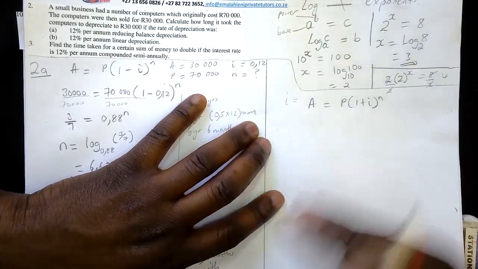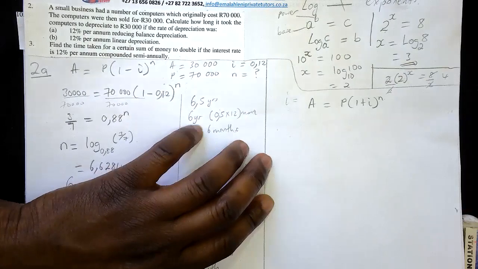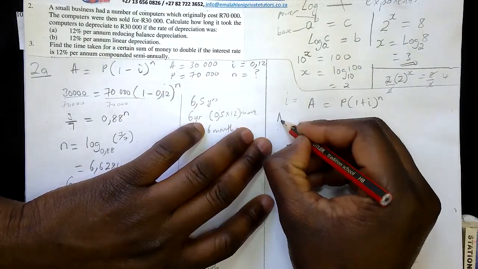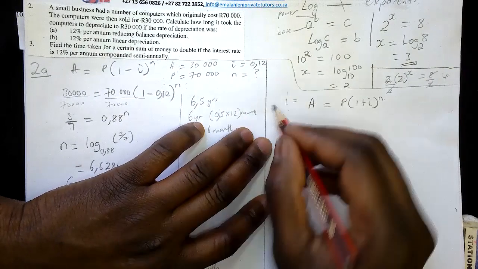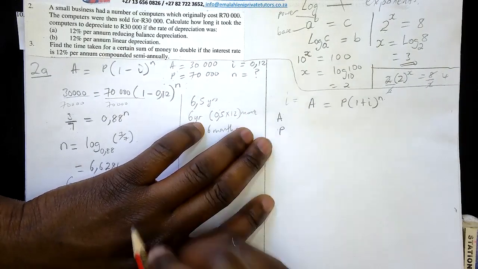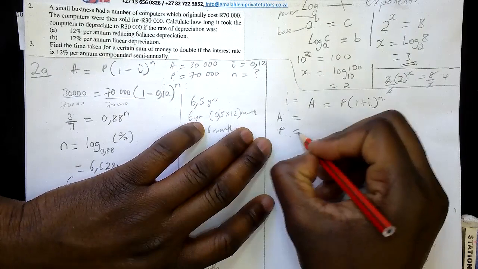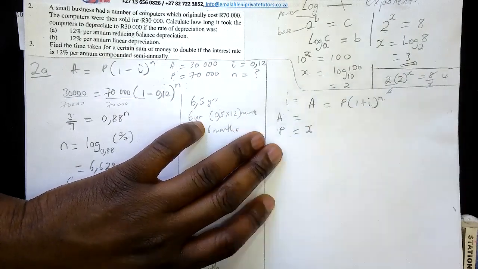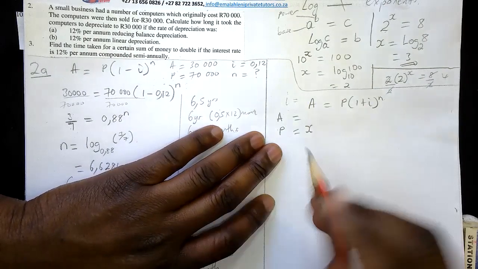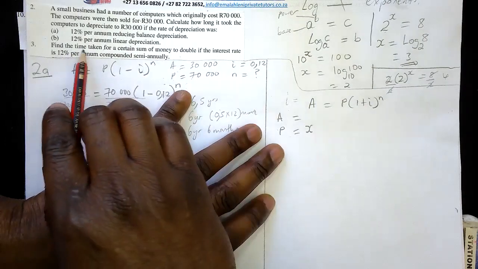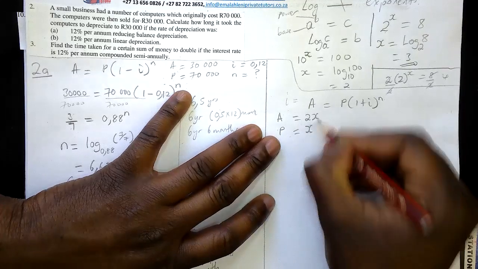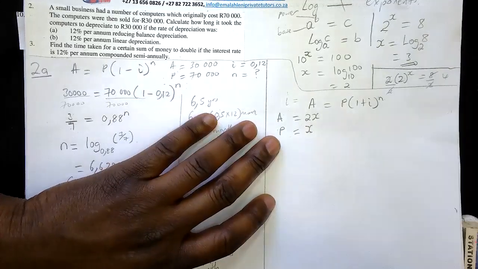So from the formula, what I always like is that you write down what you're given. A, this is the accumulated amount. Then P, the initial amount. Are you given this? Yes, you are given it. You are not given a figure, but you can call it X. But you're told that the accumulated amount is to double, so it will now be 2X.